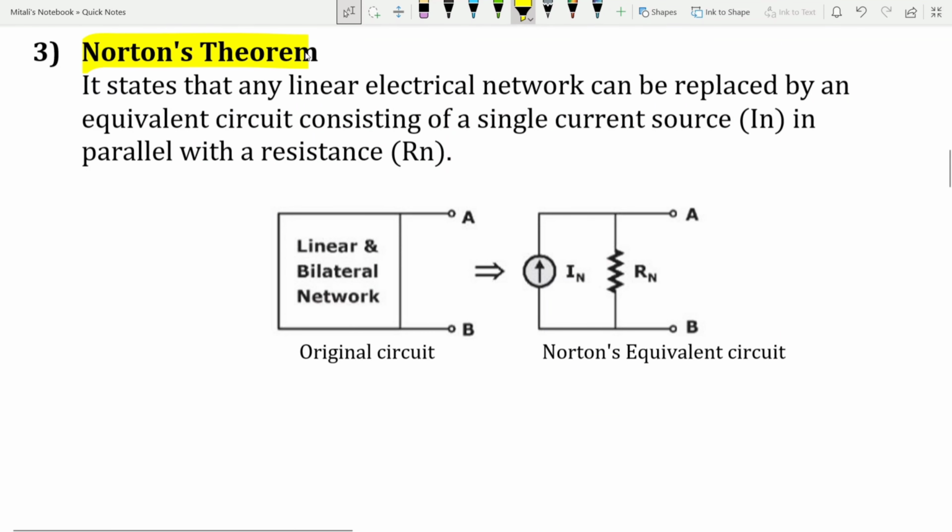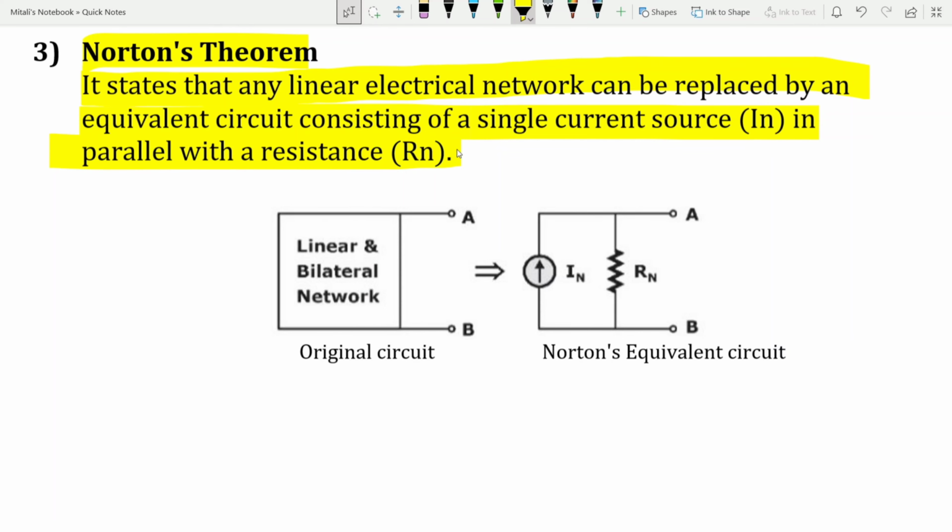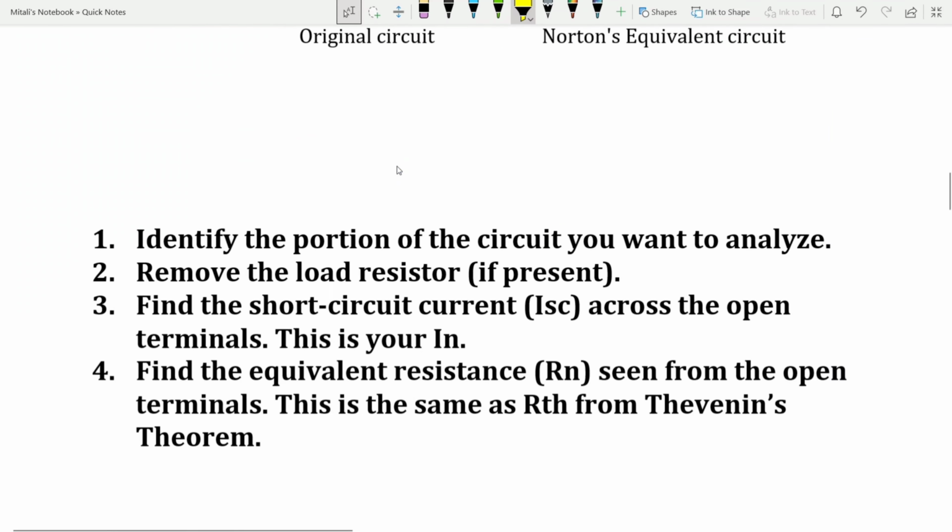Norton's theorem. Norton's theorem is similar to Thevenin's theorem. It states that any electrical network can be replaced by an equivalent circuit consisting of a single current source IN in parallel with a resistance RN.